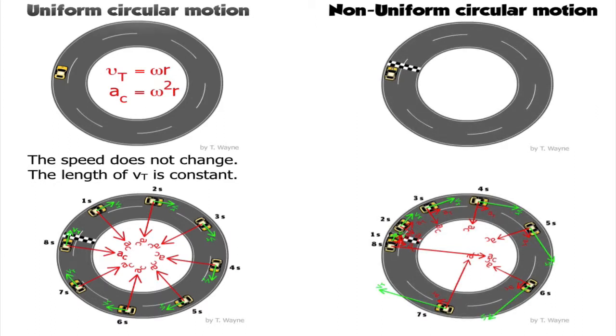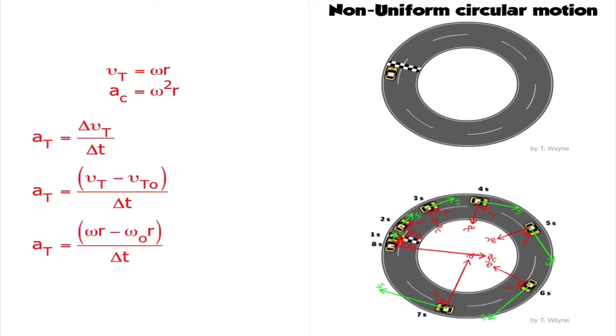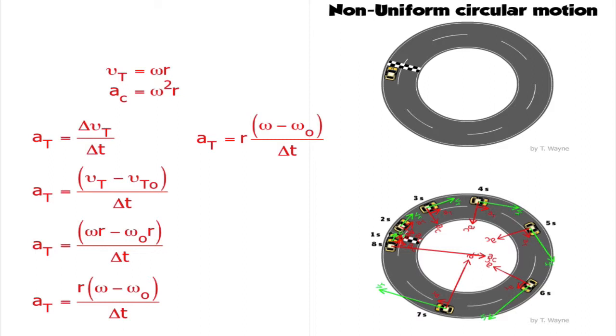Okay, so here's what we know. I'm going to get rid of this stuff on the side, make a little bit of room. I know the tangential acceleration is a change in velocity over the change in time. Velocity change is always final velocity minus initial velocity, divided by the change in time. So that's going to be omega r minus omega naught r divided by delta t. I just made that same substitution. Then I can use the distributive property to pull out the r, and omega minus omega naught over t is just alpha, the angular acceleration. So if I regroup my numbers, the tangential acceleration is just r alpha, or r times the angular acceleration.